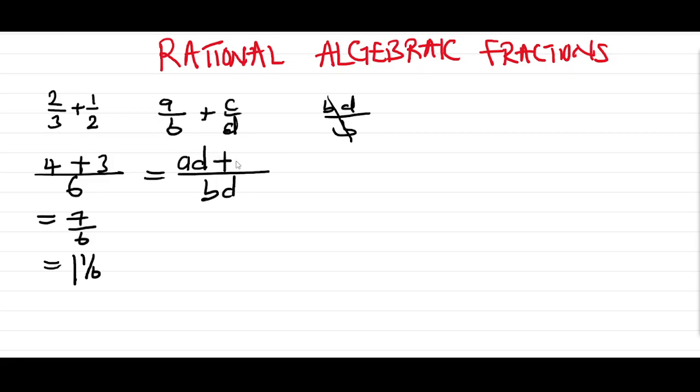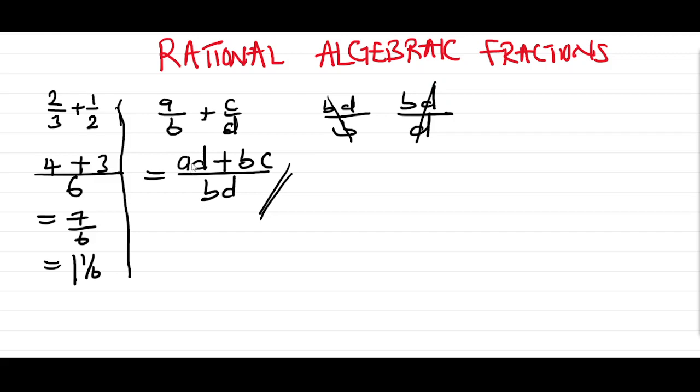Plus, then BD divided by D, the D's will cancel and B here has to multiply C. This is BC. So the work we have done here with numbers and this work here are essentially the same thing. The only difference is that the one on the left has to do with numbers, while on the right we have algebraic expressions. And then just like we discussed before, this AD and BC, we cannot add them together because they are not like terms.